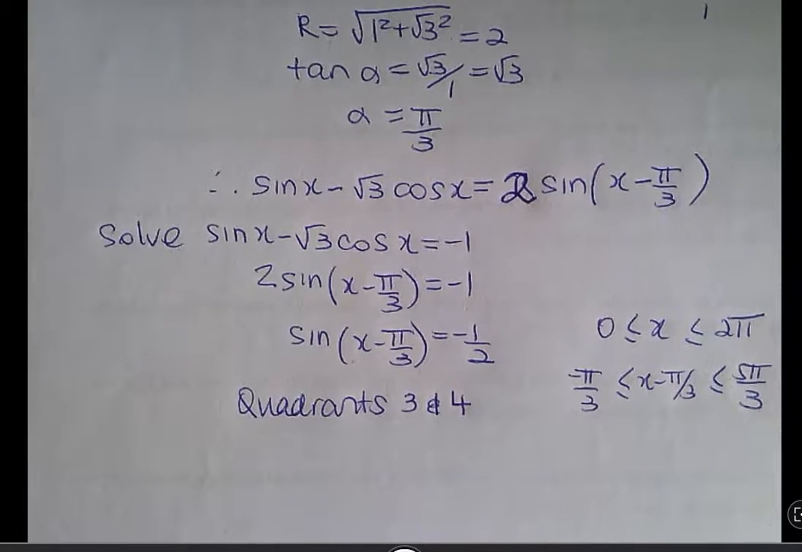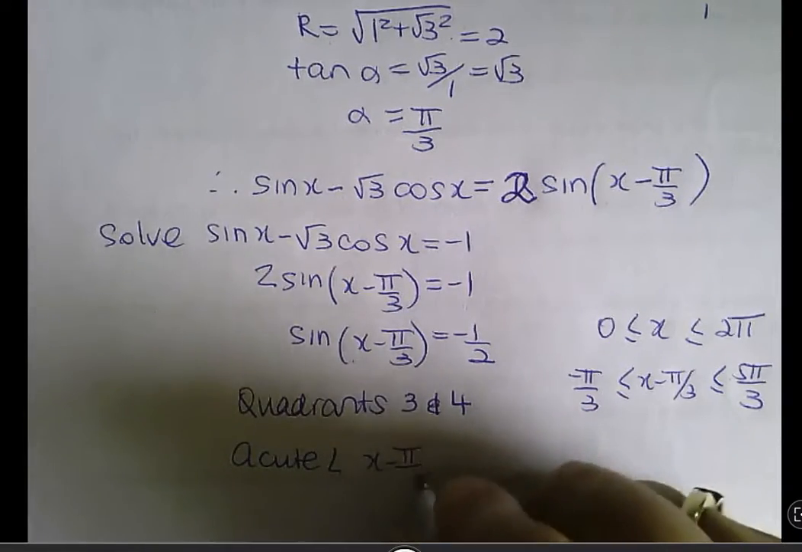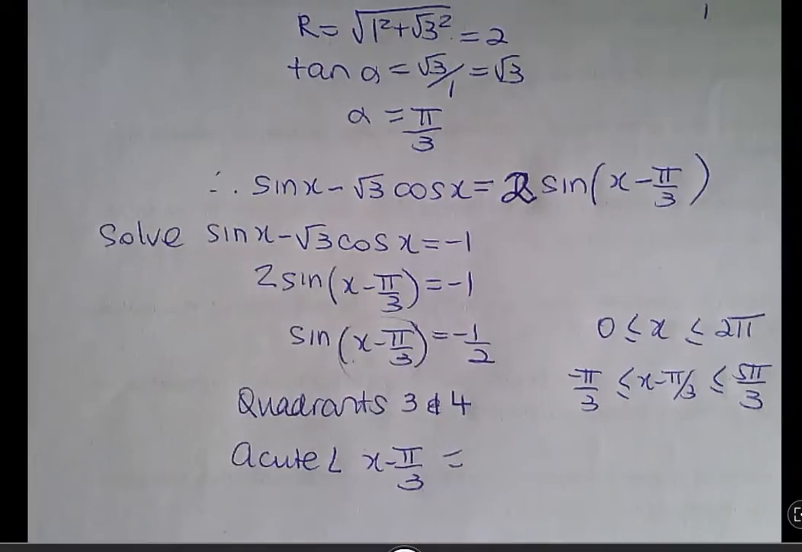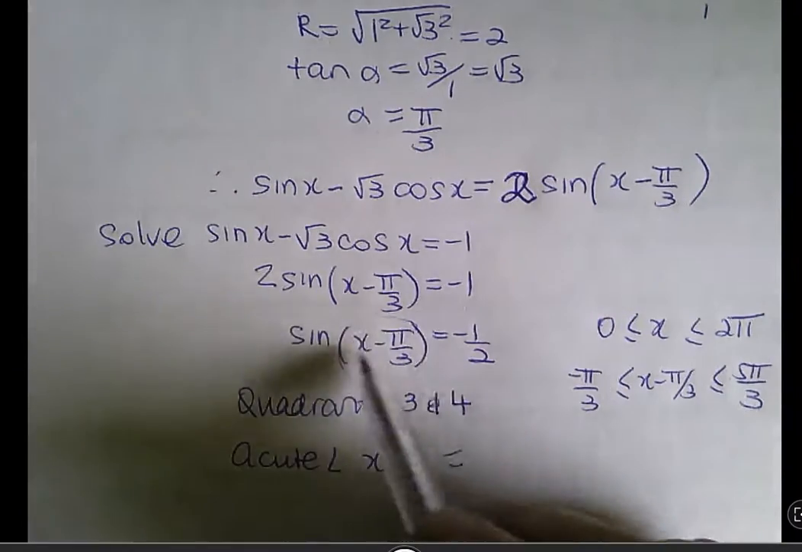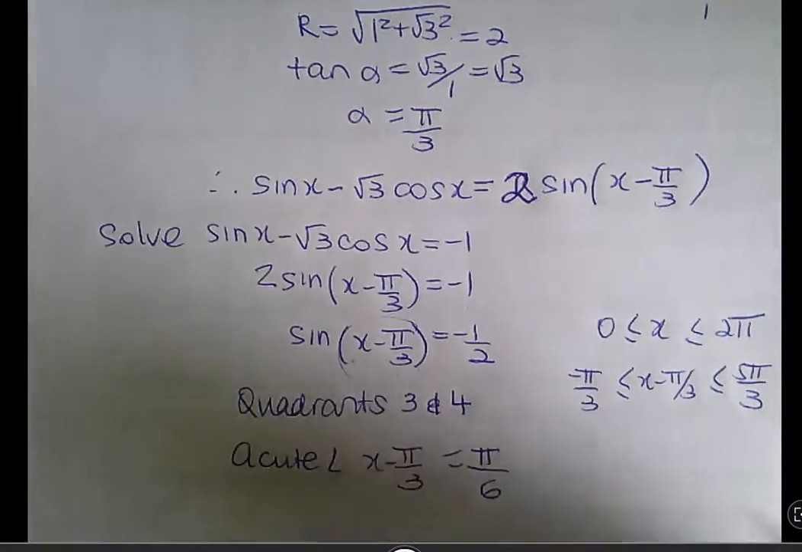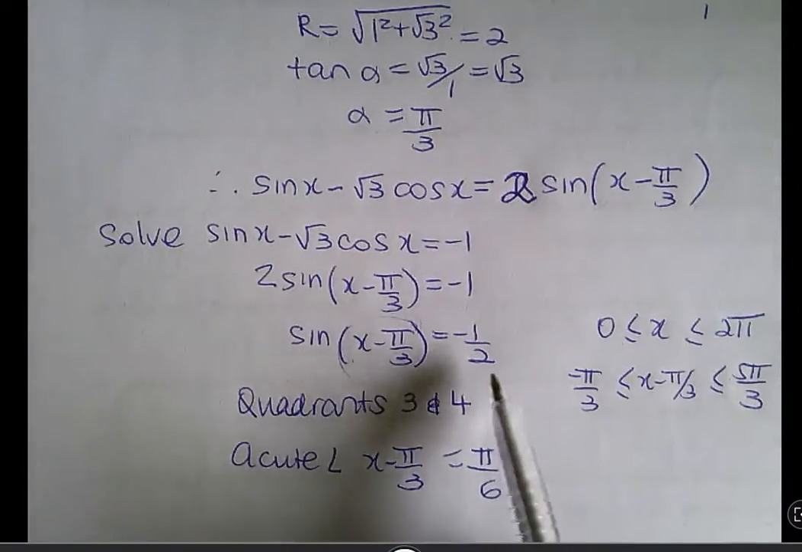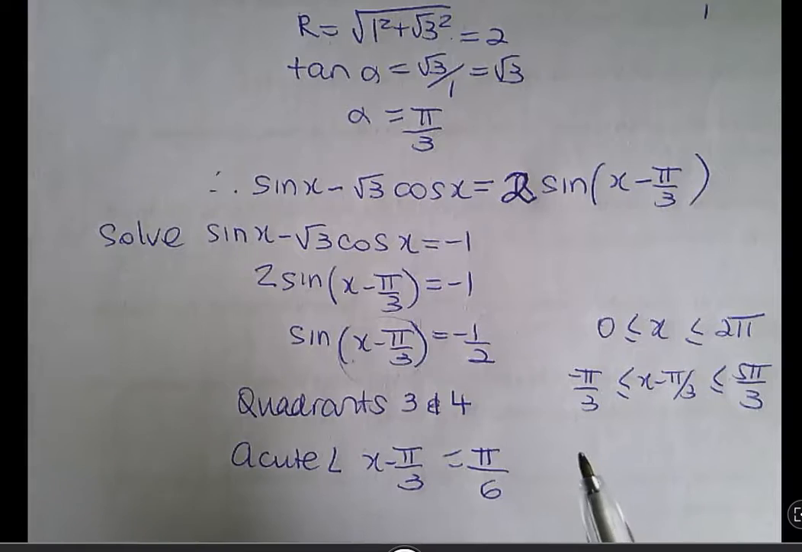Okay, got a bit of a problem here. Oh, no, we don't. It's all good. Beautiful. Okay, quadrants 3 and 4. Acute angle. X minus pi on 3. Sine of that, ignore the negative. The negative just tells me the quadrants. Never put the negative in. But it's an exact value anyway. Sine of what is a half? Sine of 30. This has to be 30, which is pi on 6. So the acute angle for that is pi on 6. That's the acute angle. We know the answer is not 30 because 30 is in quadrant 1.